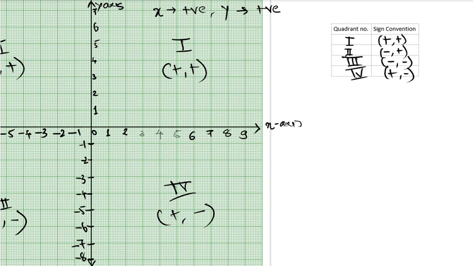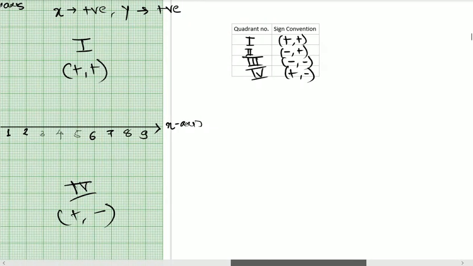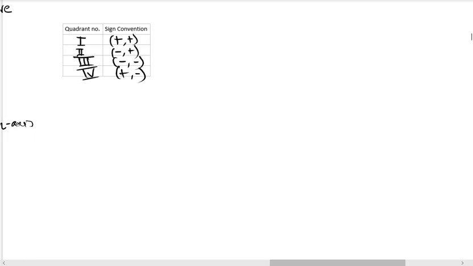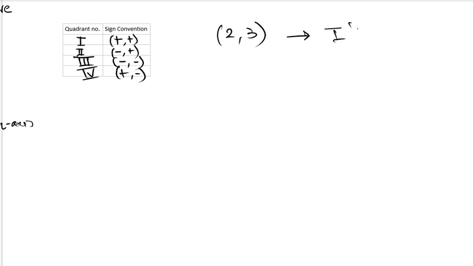So suppose somebody would tell you, without looking at the graph, okay, without looking at the graph, and then we'll look at the graph and match the answers. So without looking at the graph, tell me in which quadrant does the point 2 comma 3 lie? Yes, 2 comma 3 lies in the first quadrant, right? Why? Because I just looked at the sign convention. Sign of 2 and 3 both are positive, so it lies in the first quadrant.